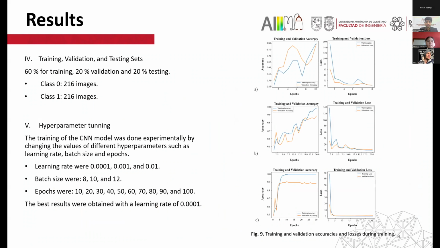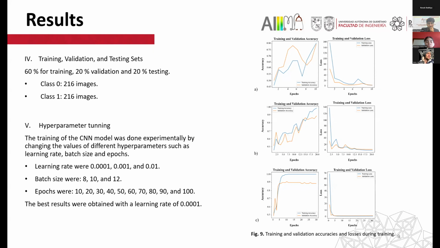For these experiments, we divided the data set into 60% for training, 20% for validation, and 20% for testing. In order to have a balanced data set, we decided to divide it into 216 images per class.